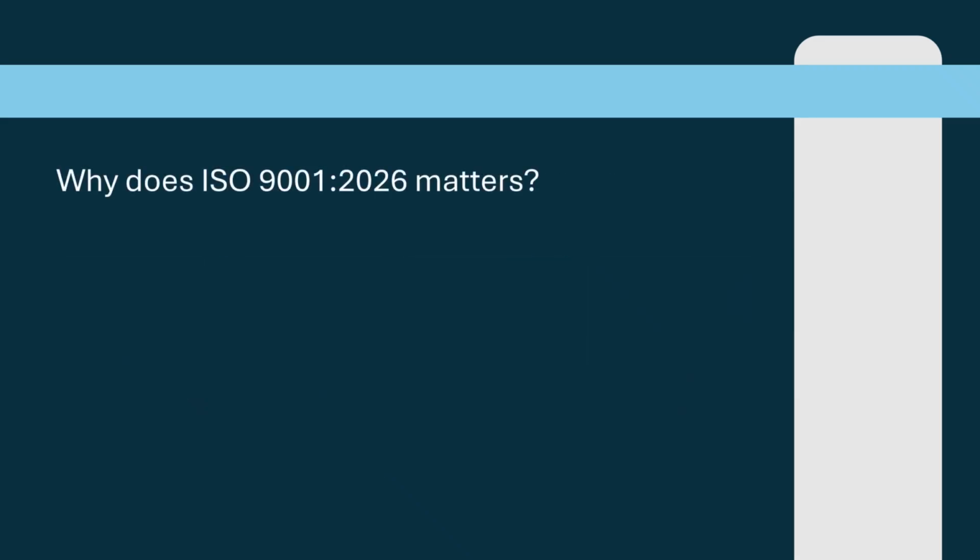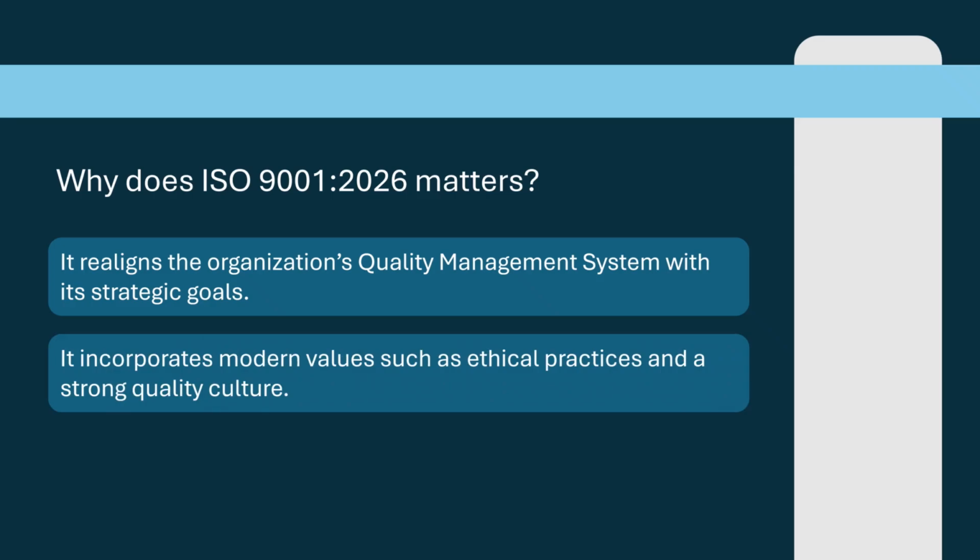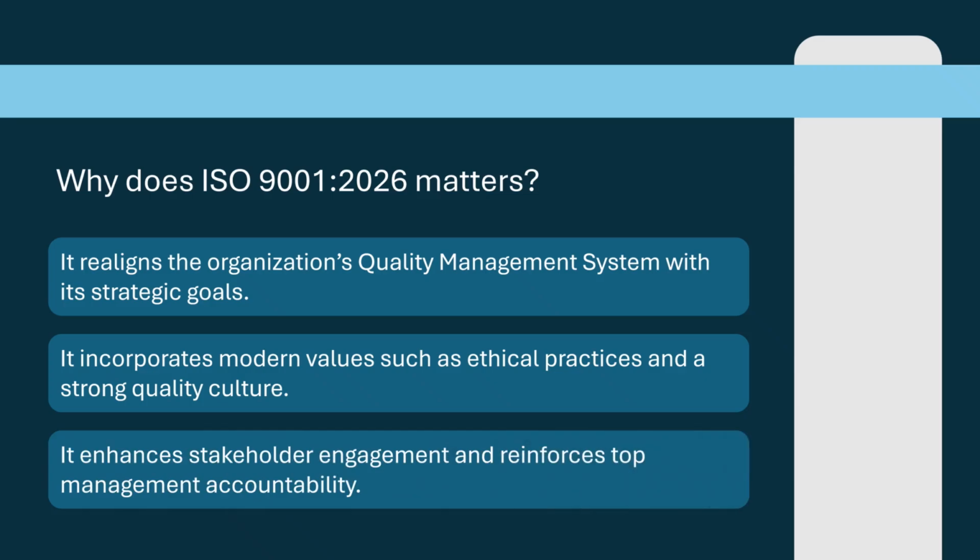Why does ISO 9001-2026 matter? It matters because it realigns the organization's quality management system with its strategic goals. It incorporates modern values such as ethical practices and a strong quality culture. And it enhances stakeholder engagement and reinforces top management accountability.